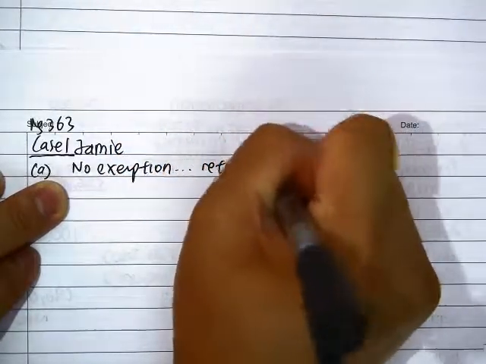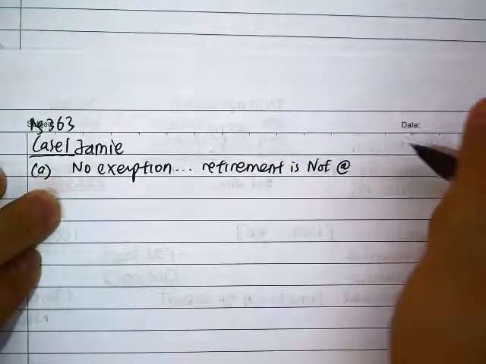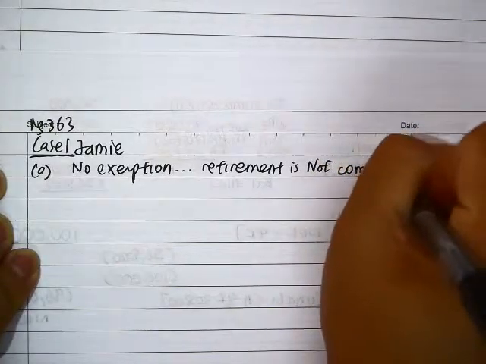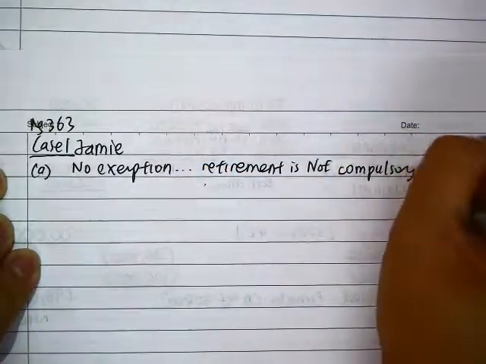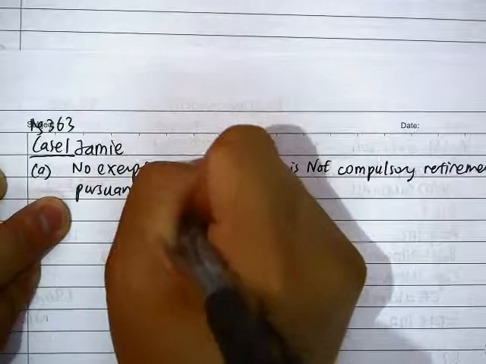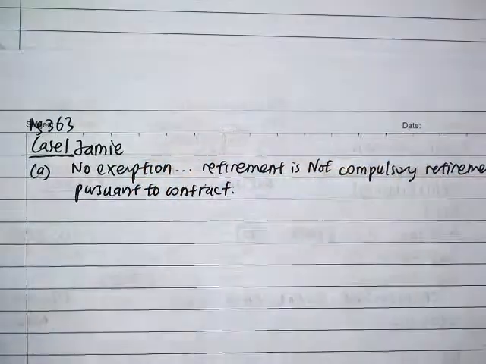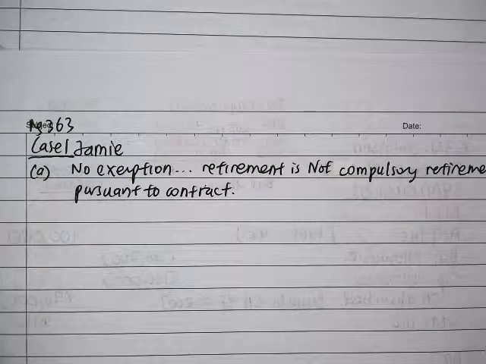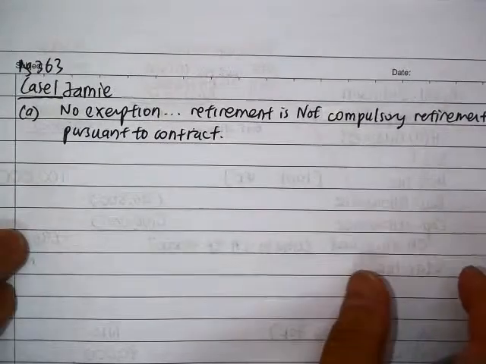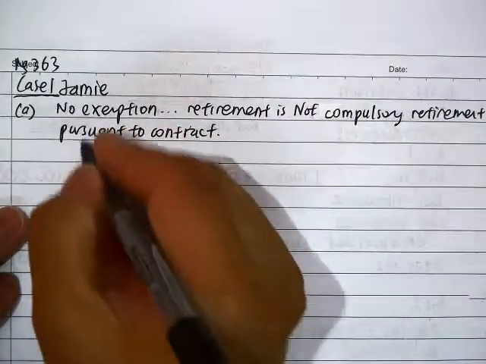Case 1, A. No exemption, because it's not a compulsory retirement pursuant to the contract. If it's not exempted, then you must assess. To assess, you have to work out how long the employment period was. So no exemption.